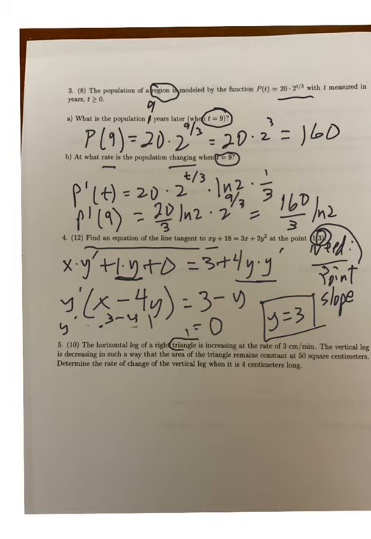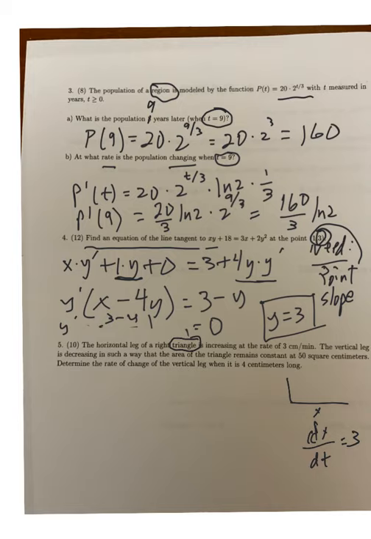So 12 o'clock and 1 o'clock, we have a triangle. 8 o'clock had a rectangle. Everything else about this problem is the same. The numbers are different, but it's the same as far as the math we have to do. So let's read this. The horizontal leg of a right triangle. So step 1, step 2, draw a picture. The horizontal leg, let's call it x, is increasing. Well, looky there, dx dt, at the rate of 3. It's increasing, so plus 3.